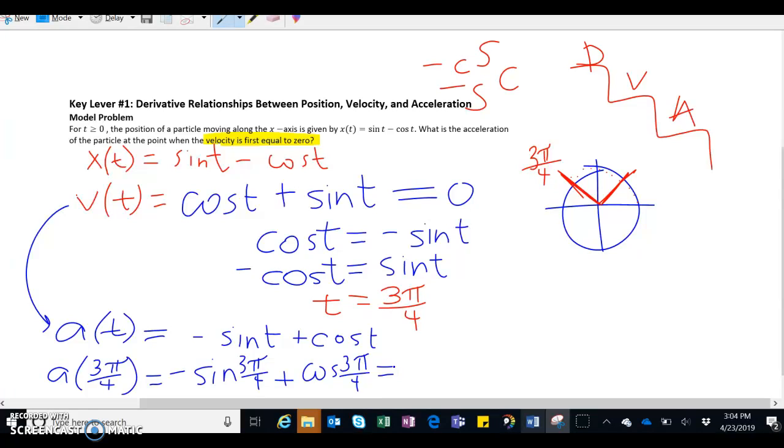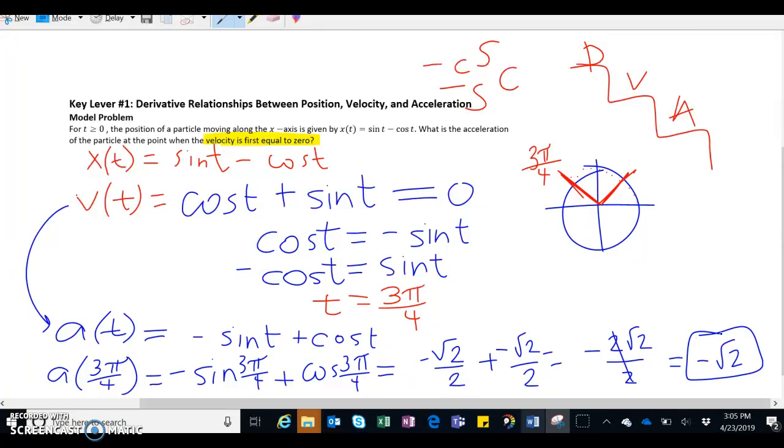Do some trig. That's negative root 2 over 2 for the sine of 3 pi over 4, plus the cosine of 3 pi over 4, which is negative because we're in quadrant 2, root 2 over 2. Combining like terms, that's negative 2 root 2's over 2, or negative square root of 2. So what is the acceleration the first time the velocity of this function is equal to 0? Well, it's negative square root of 2.